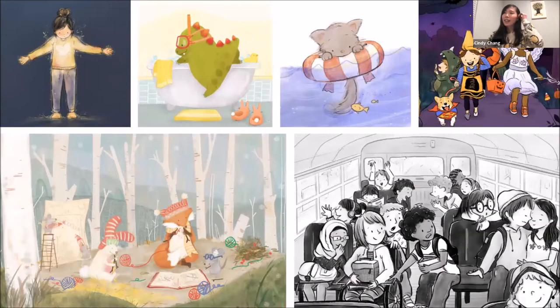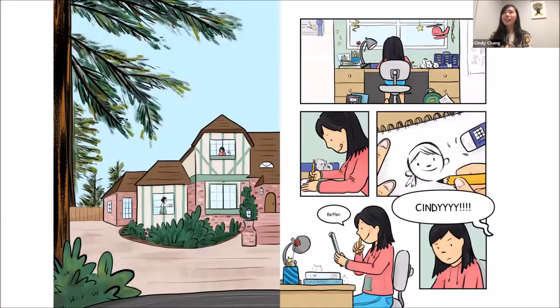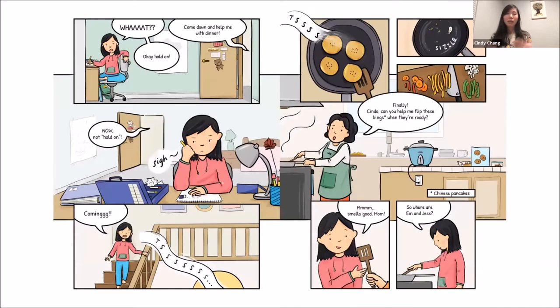So yeah, I'm currently working on a graphic novel, but I also work on picture books. I really like drawing kids of all kinds, various creatures, usually things like this. And these are some pages that I have from this graphic novel I'm working on. It's for kids like 8 to 12, and it's a story based on my own childhood. It's about what family means to you.